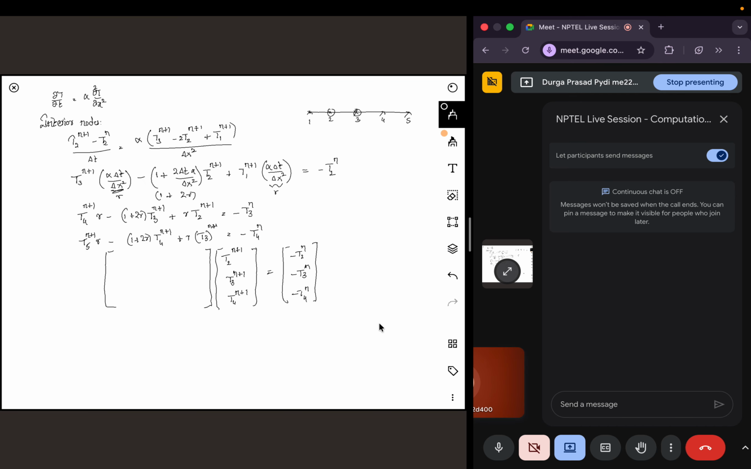Yeah, so if I were to club the coefficients together, for T2 in the first equation I have minus 1 plus 2r, T3 is r, and I do not have a term for T4. In the second equation, for T2 I have r, for T3 I have 1 plus 2r, and for T4 I have r. In the third equation, for T2 I do not have any term, nor for T3 and T4.